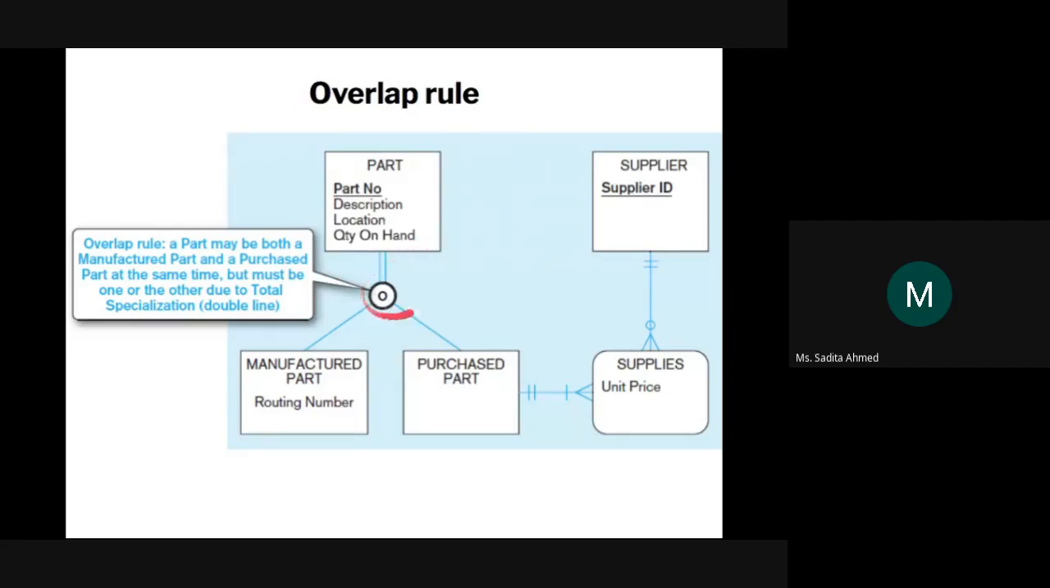Know that if you're going to use the overlap rule, you must use this O inside the circle. The O represents the overlap rule. If there is an O inside the circle, it represents the overlap rule. You must use this O inside the circle to represent the overlap rule. And when you use the overlap rule, it means that a part instance could exist which is both manufactured and purchased at the same time. Right?